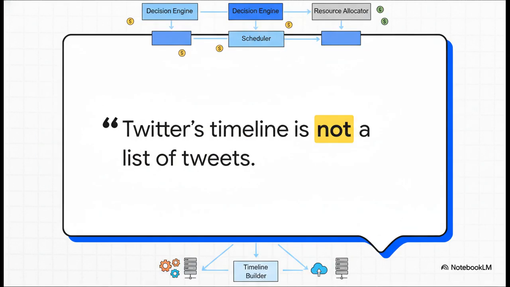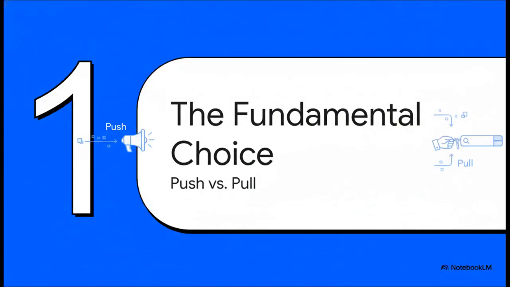Well, first things first, we have to completely shatter a core assumption. According to the people who built it, the timeline is not just a simple, chronological list of tweets. Not even close. It's better to think of it as an economic system that's constantly deciding where and when to spend its computational budget. Thinking it's just a data problem misses the entire point. At the very heart of this entire thing is one fundamental choice. It's a classic engineering trade-off that dictates pretty much everything else. Do you push content out to your users, or do you have them pull it whenever they're ready?